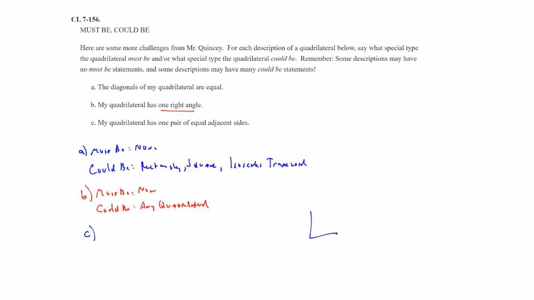But the other one you might be forgetting is the kite, because remember the kite, you have two sets of pairs actually that are equal adjacent sides. So once again, it appears on this one because that kite throws off the must be. There is no must be. There's none. And then there's three options in terms of what it could be. So it could be a kite, could be a rhombus, or it could be a square.